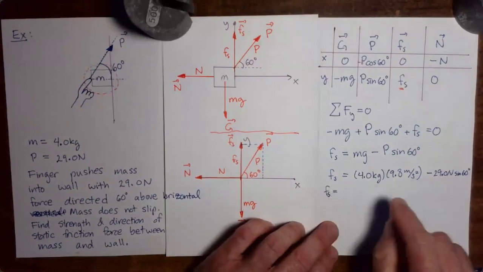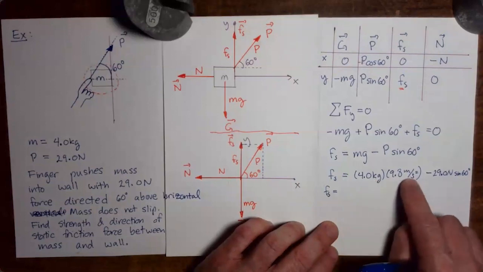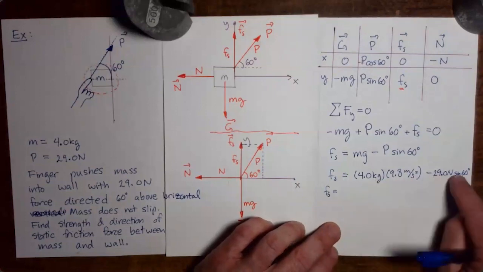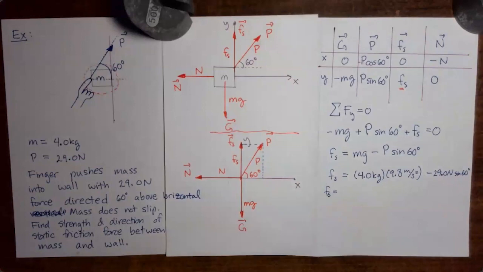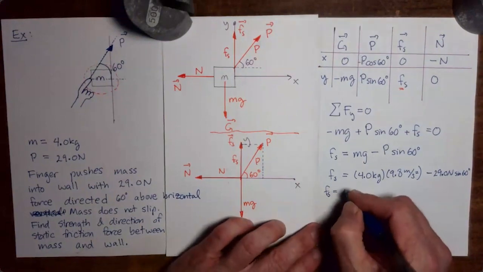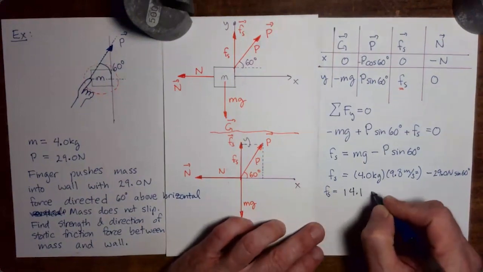Okay, so notice that kilograms times meters per second squared is newtons. So both terms have units of newtons, which is what we want. And when you substitute into your calculator, I hope you get 14.1 newtons.